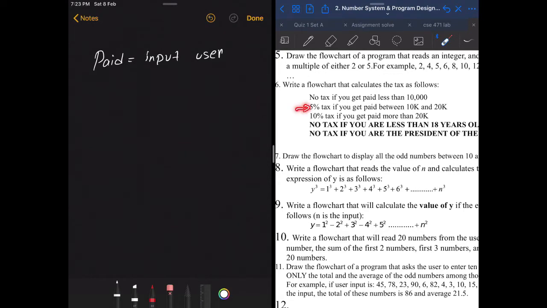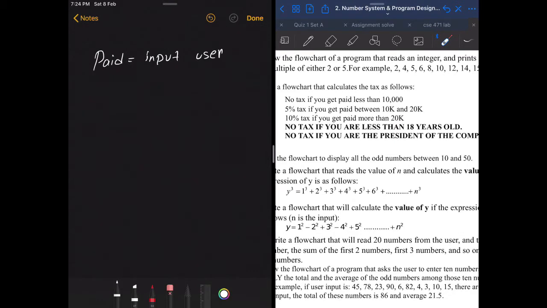Then for the second one, it tells us that 5% tax if you get paid between 10 and 20,000. So that is basically a condition. So we have two conditions here, one for less than 10,000 and one for 10,000 to 20,000, and another one for salaries that are more than 20,000. Now we have two important conditions here.